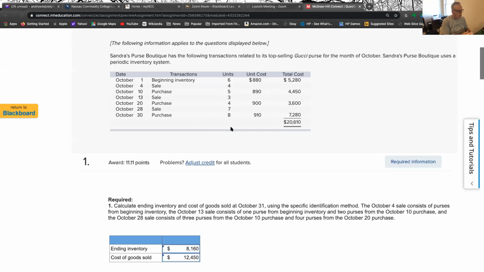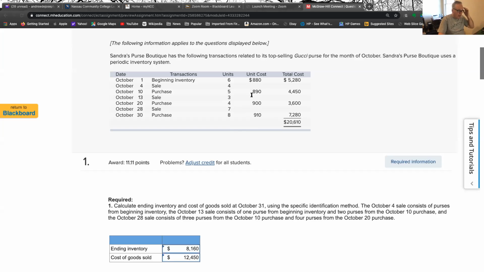So how do we know which ones we have left? I can figure out how many I had. I can figure out how many I sold. I can figure out how many I had left. But how do I know where they came from? In other words, of the ones that I have left, are they these $910 ones? Are these $890 ones? Right? So we'll see how to do that.